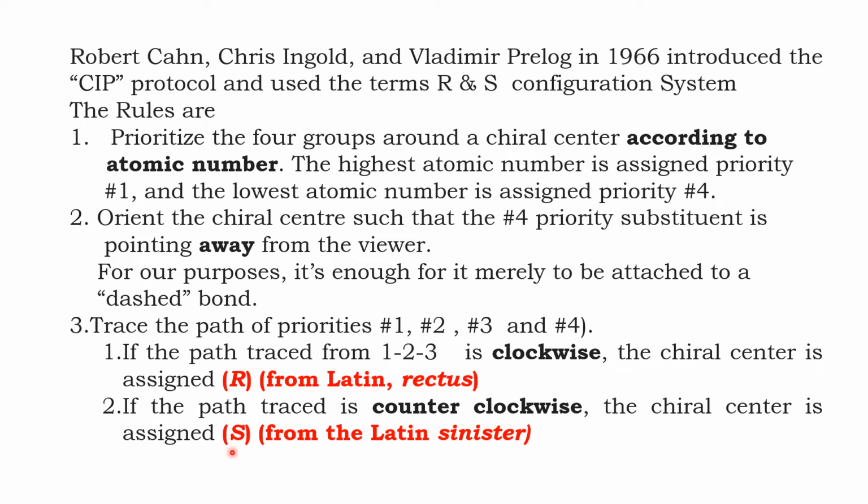R and S rule is very simple, but we should be able to identify the four different groups, give their priority with highest atomic number having maximum priority, lowest atomic number having least priority. Place the molecule in such a way that the least priority is away from the viewer. Then view the molecule and check whether our eyes move in anti-clockwise direction or clockwise direction. Take down.